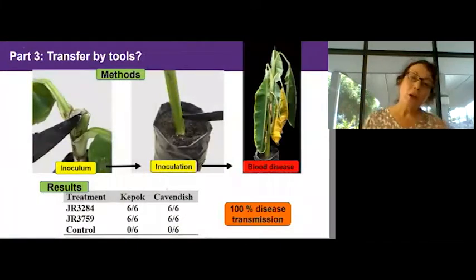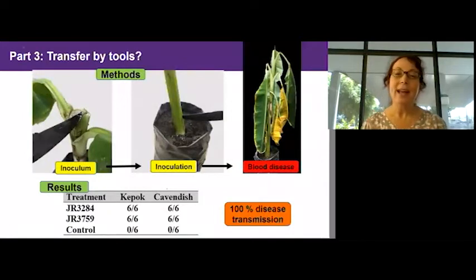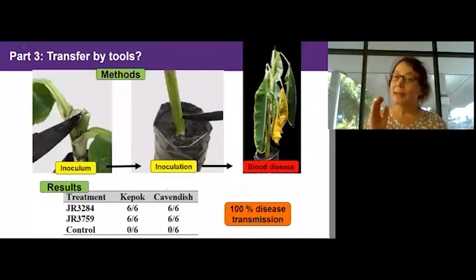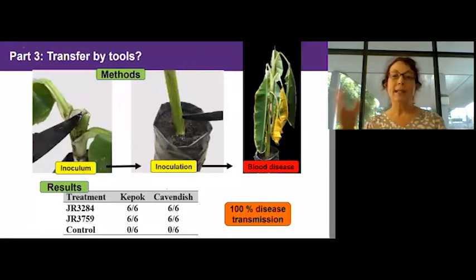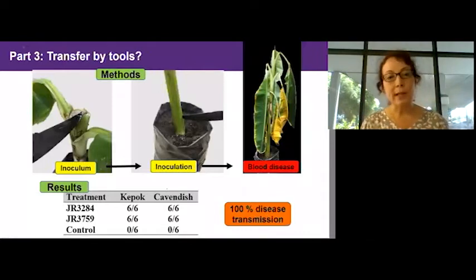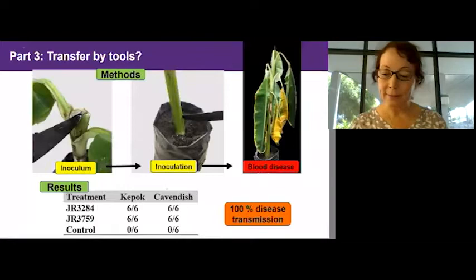Now, we wanted to know if the cultivation practices of pruning and harvesting can actually transmit the disease. Specifically, do tools transmit the bacteria? For this experiment, I stem inoculated plants, which I let develop symptoms, and I used the sap as the inoculum. Disease developed in every single Kepok and Cavendish plant that I inoculated using a knife. The bacterium was highly tool transmissible. The level of the transmissibility of the bacterium here really blew me away. I wasn't expecting to get results like this.